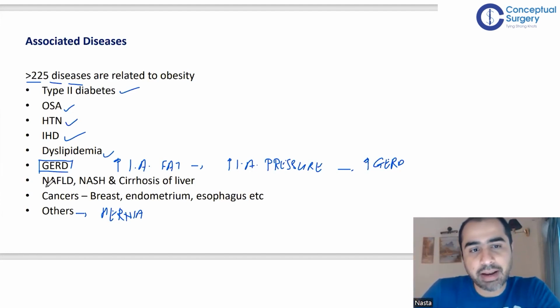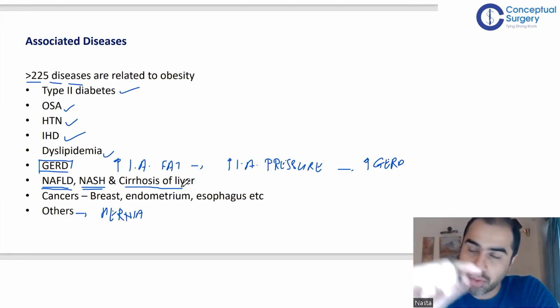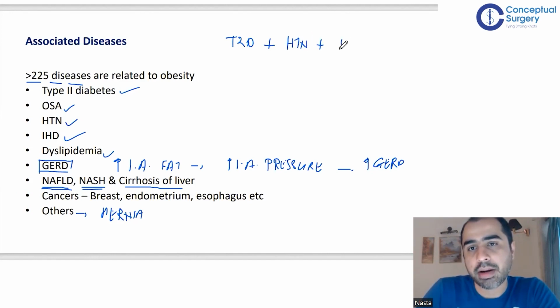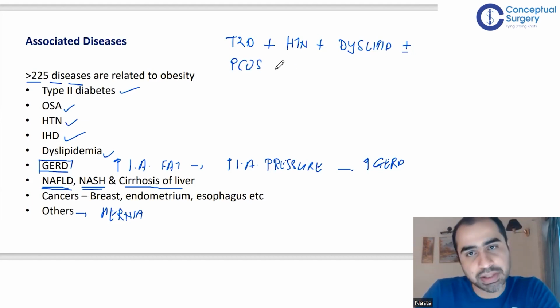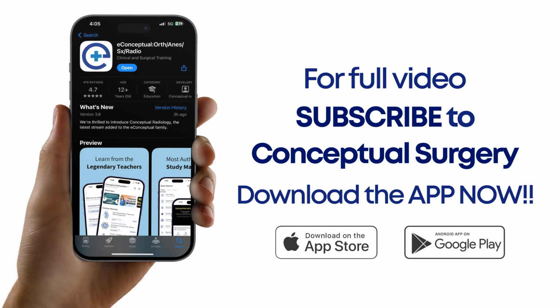Don't forget fatty liver, NAFLD, non-alcoholic fatty liver disease, non-alcoholic steatohepatitis, cirrhosis of liver, are all linked to obesity. These are all counted as obesity-associated comorbidities. If I combine type 2 diabetes with hypertension, dyslipidemia, and if it's a woman and she also has PCOS, PCOS is also linked to obesity. This is what is called as metabolic syndrome, which is of course more seen in obesity.